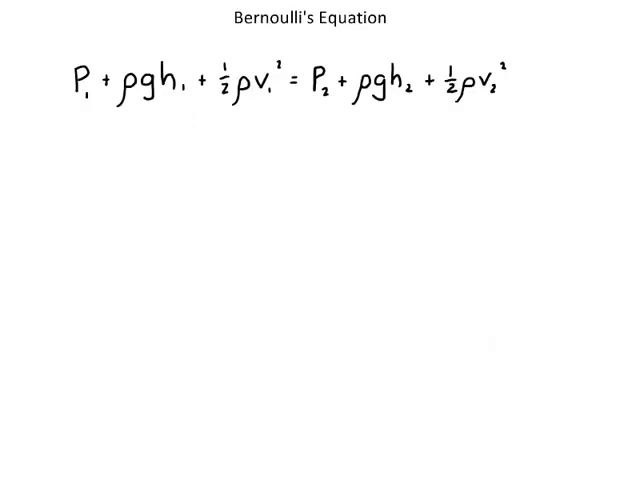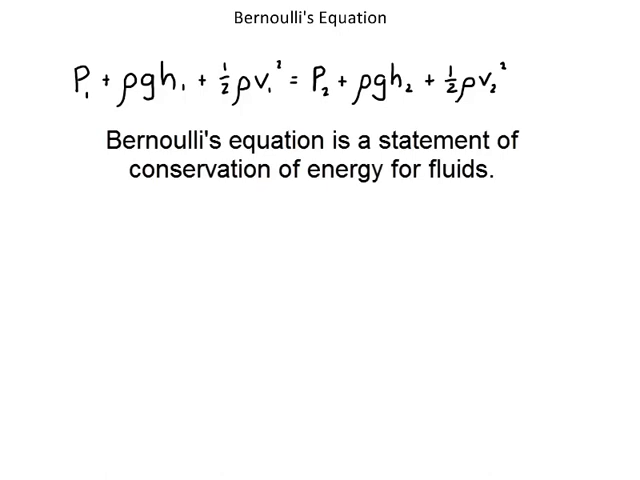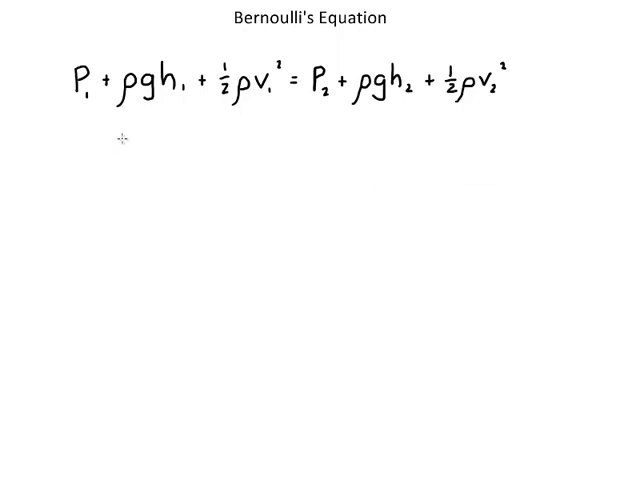Now let's take a look at Bernoulli's equation. Bernoulli's equation is basically just a statement of conservation of energy. If you were to take Bernoulli's equation and multiply every single term by volume, you'd wind up with a statement of conservation of energy. I'll show you what I'm talking about. I'm just going to do the left side of this equation because the right side is identical.